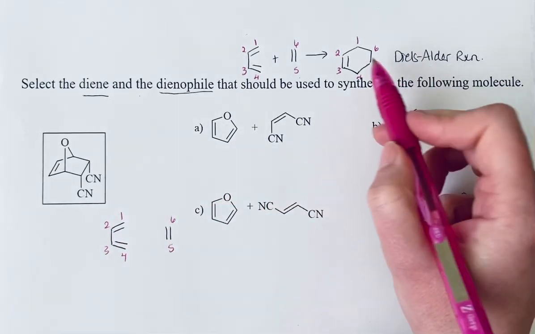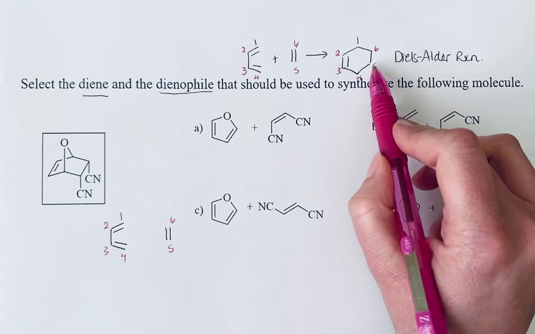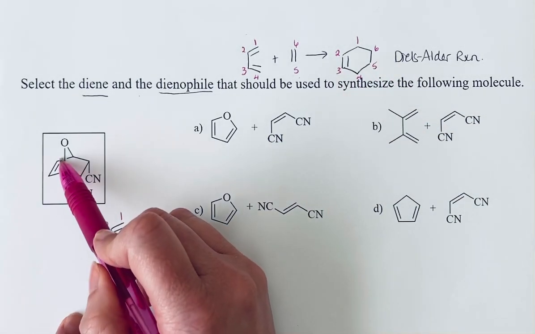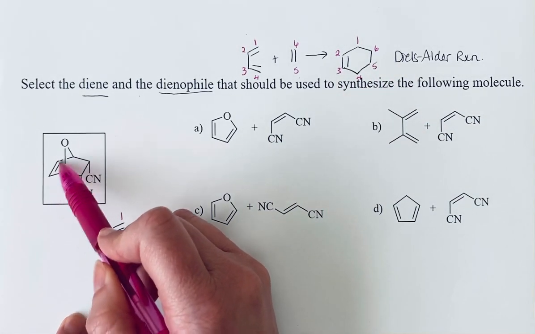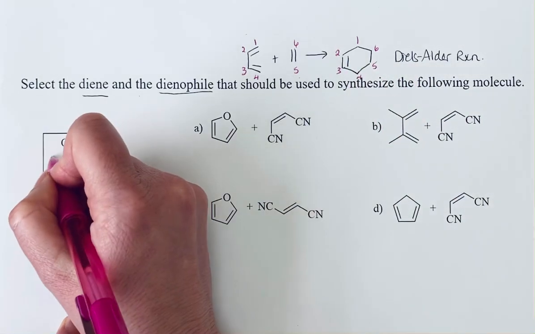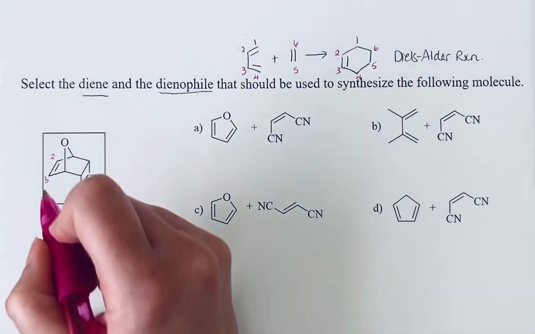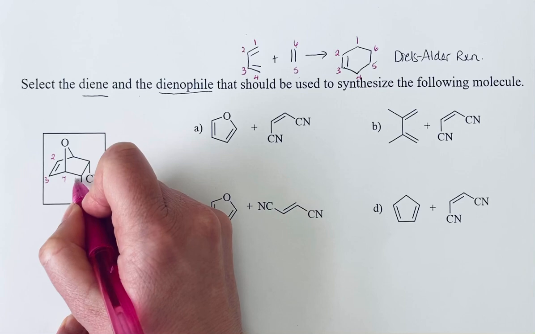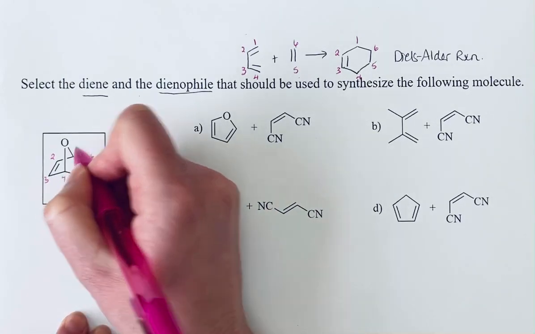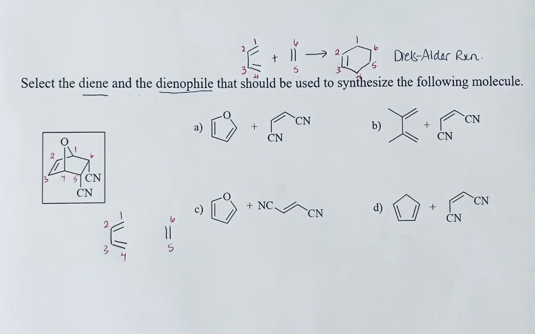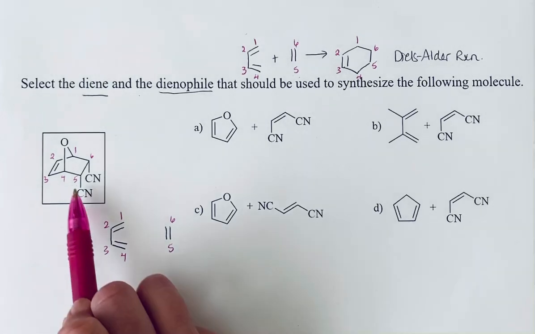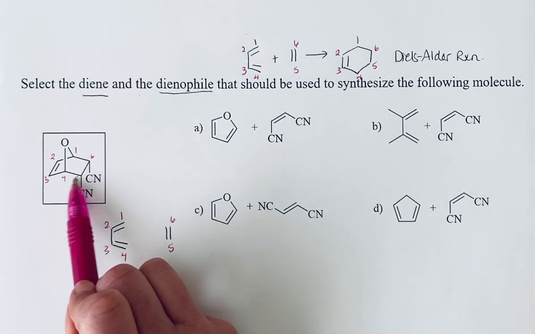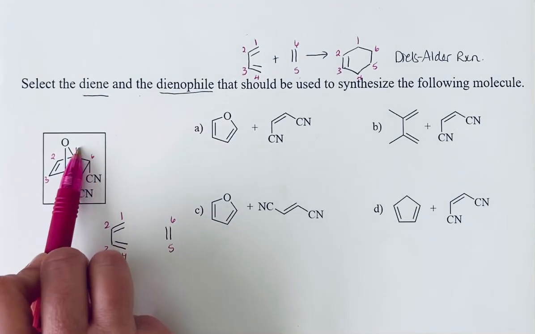And then I need to find the 6-carbon atom ring in the product. So right away I see this pi bond. That's going to be carbons 2 and 3. And so the bottom ring here is that 6-membered cyclohexene ring. So what I want to do is recognize that these are the new bonds between 4 and 5 and 1 and 6 that formed in the reaction.